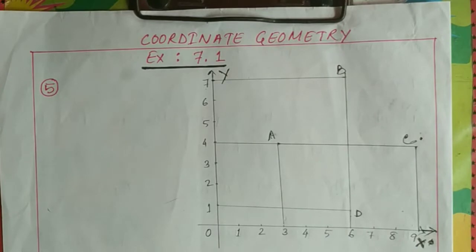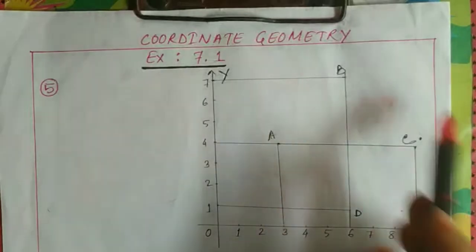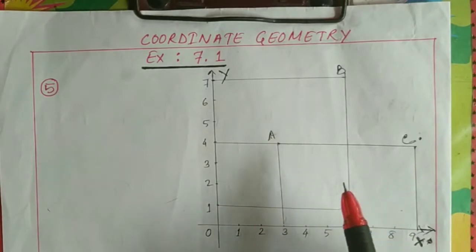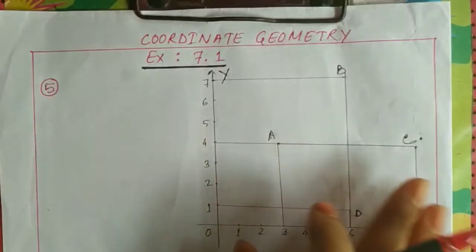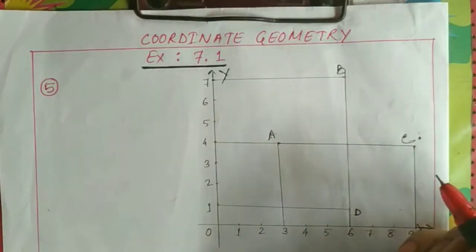Question number 5. In question number 5, 4 points A, B, C, D are given. The question is that 2 girls, after entering the class, one girl said that this one is a square and one girl said that this one is not a square. So we have to check whether it is a square or not. For checking, first of all we have to find the coordinates of all these points. After this we have to join the points and find the distances between them.